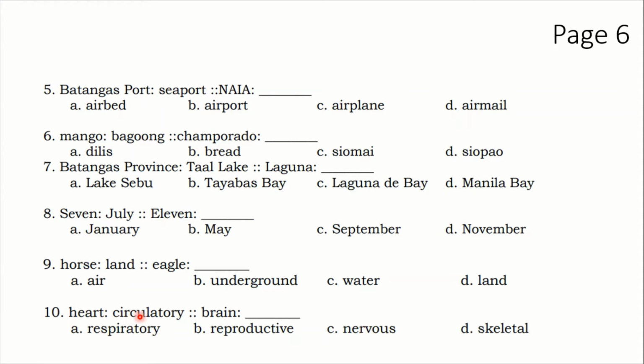Number 10. Heart is to circulatory as brain is to blank. A. Respiratory, B. Reproductive, C. Nervous, and D. Skeletal. Write your answers down. You may spend 10 minutes in answering those questions. You may pause the video and hit play again once you're done to check your answers.